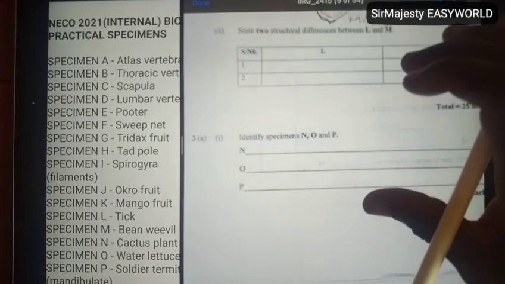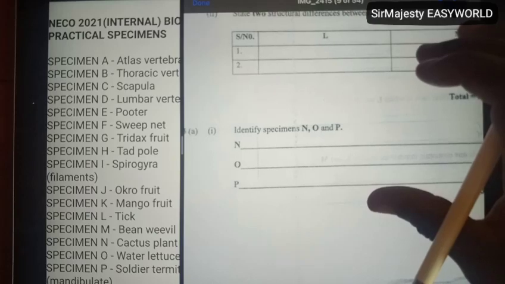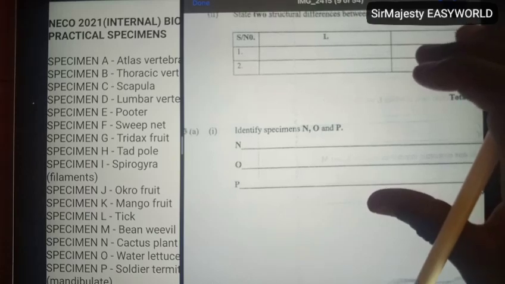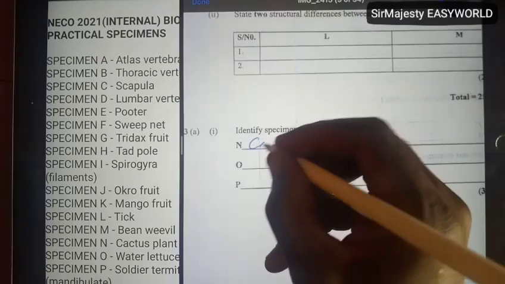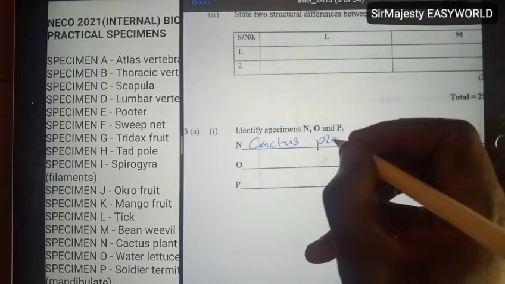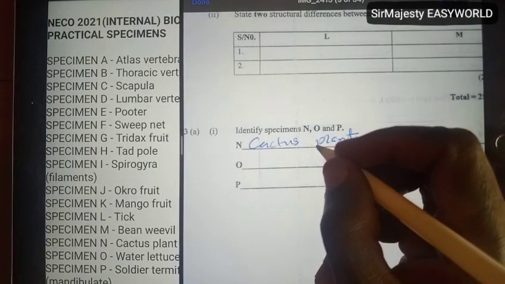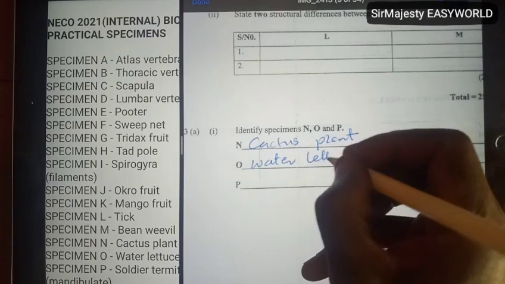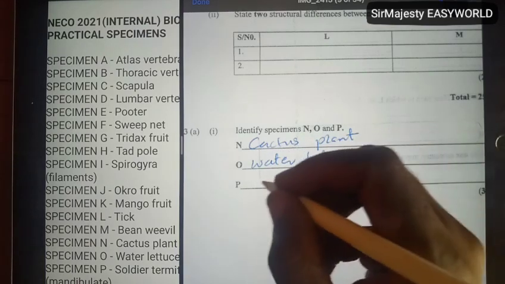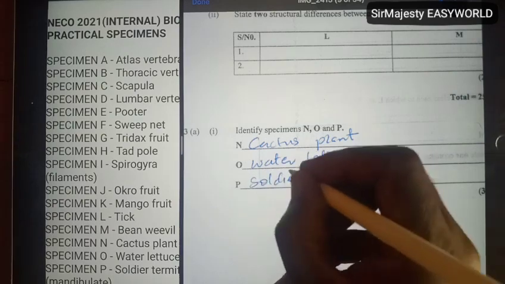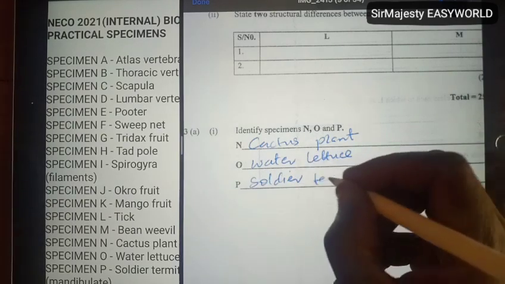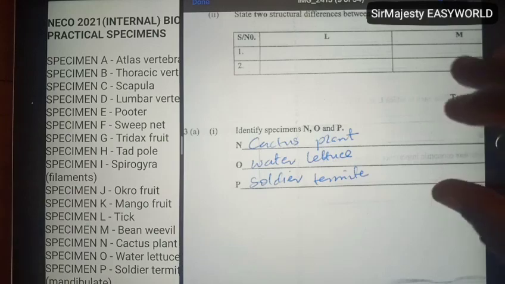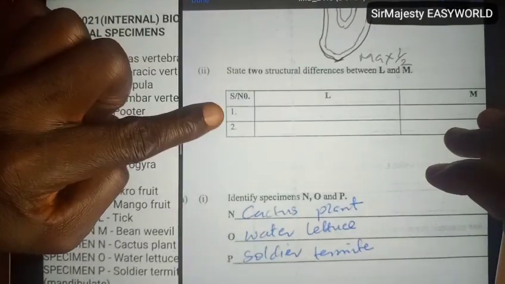Then identify specimen N, O, and P. Specimen N is cactus plant. You just fill it there. Cactus plant. Then specimen O is water lettuce. Then specimen P is soldier termite. Remember, they did not say identify with reason. Just write what you are provided with. So soldier termite.